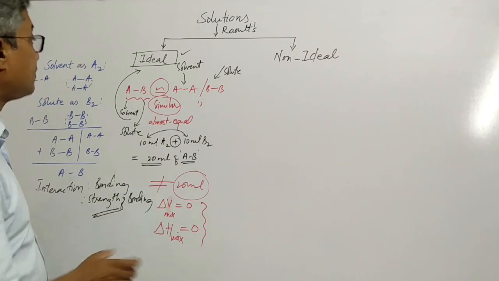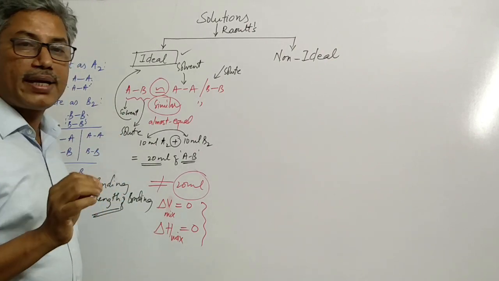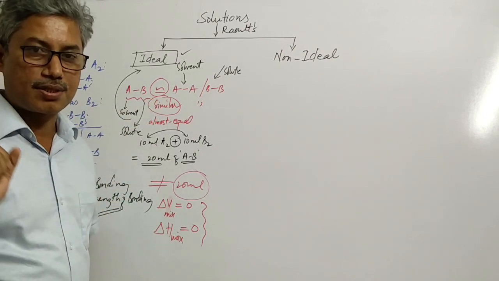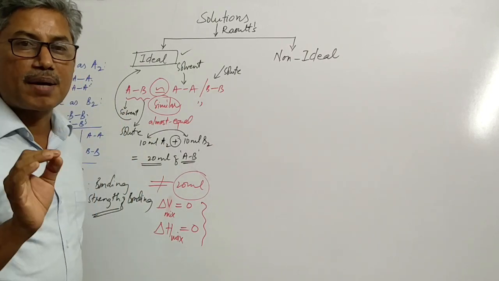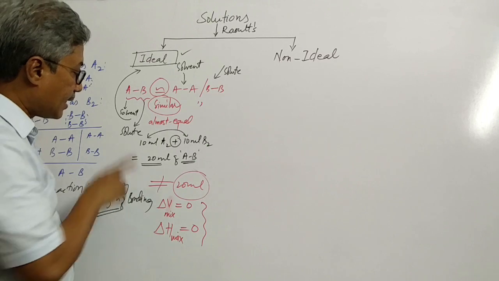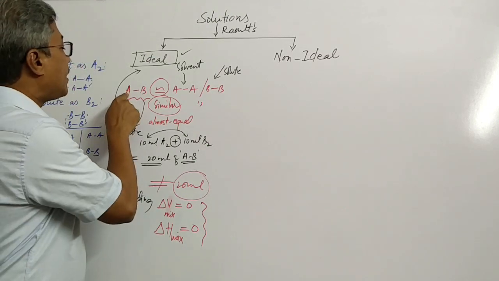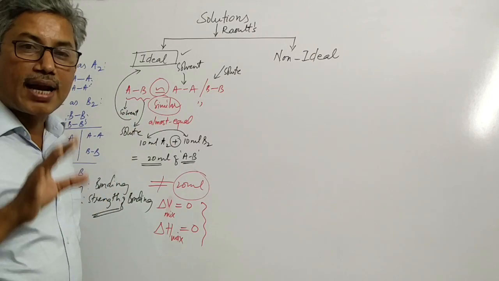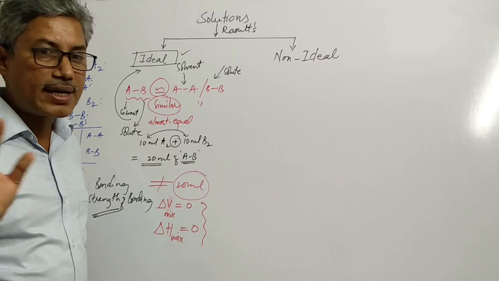Now, let me summarize this. What do ideal solutions mean? The solutions which obey Raoult's law at all concentrations of the solution. That solution is called ideal. The characteristic properties of ideal solution are as follows. First characteristic property is AB, that is solute-solvent interactions are similar to solute-solute and solvent-solvent interactions.